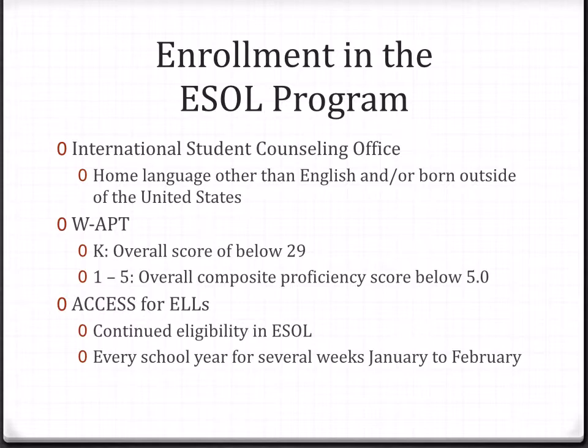For kindergartners, if students score below a score of 29, they are enrolled in the ESOL program. For students in 1st through 5th grade, if they score an overall composite score below 5.0, they are enrolled in the ESOL program. Then every year, they take Access for ELLs, the yearly summative test for ESOL. Access tests students in the 4 language domains of listening, speaking, reading, and writing. This test determines students' eligibility to remain in the ESOL program.